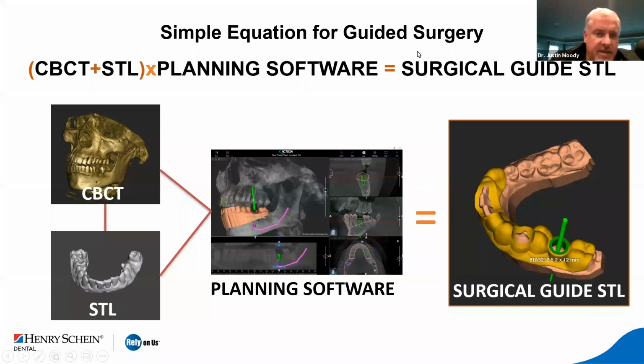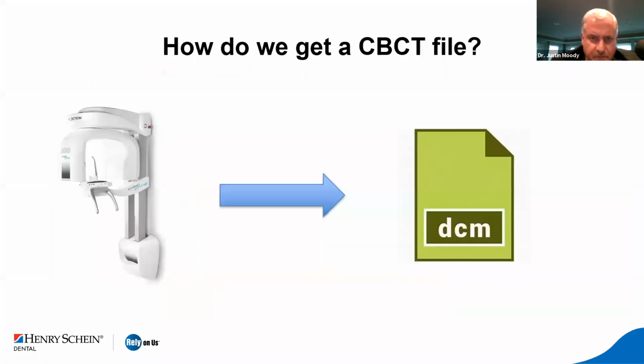Once we have these two items, the marriage of those two within some planning software should ultimately yield a surgical guide to be presented. Now, the surgical guide also comes in the form of this STL file, and as you'll find, these open architecture softwares allow you to take an STL and actually do the manufacturing of the guide itself.